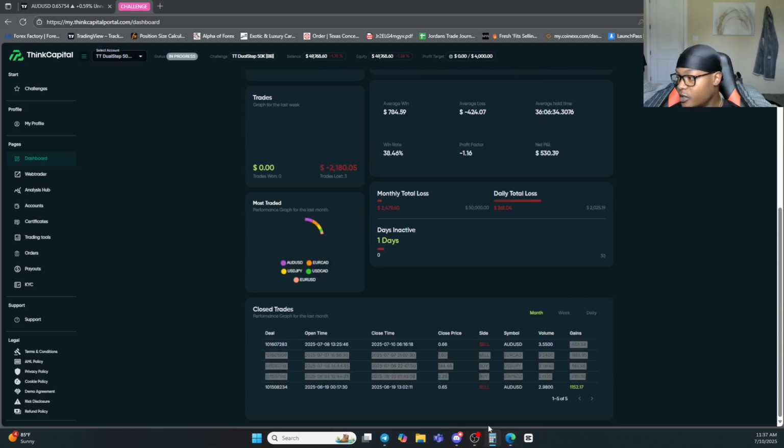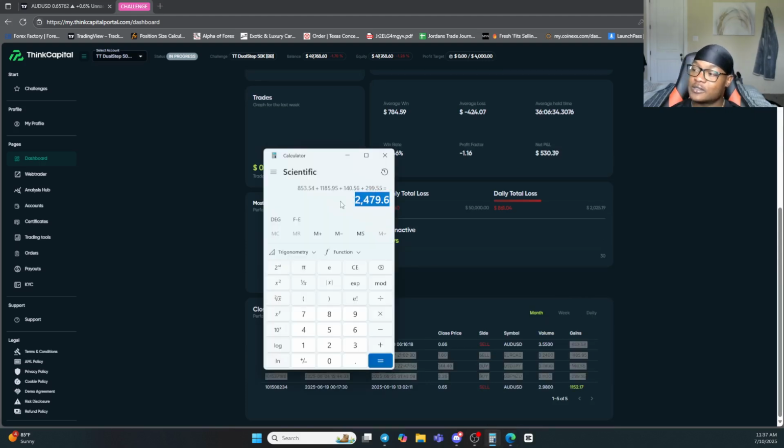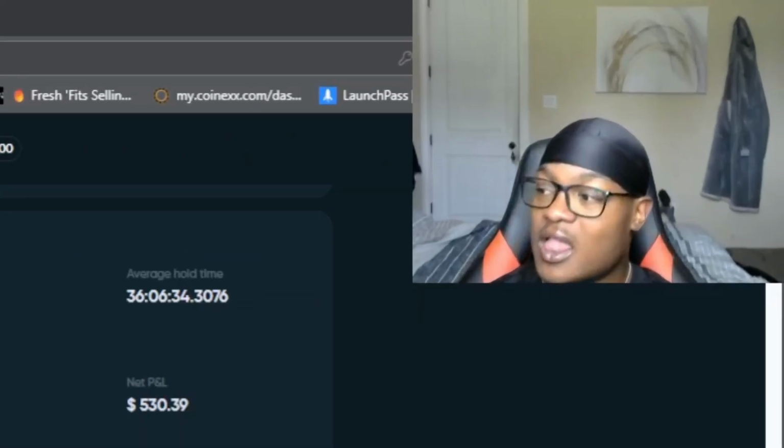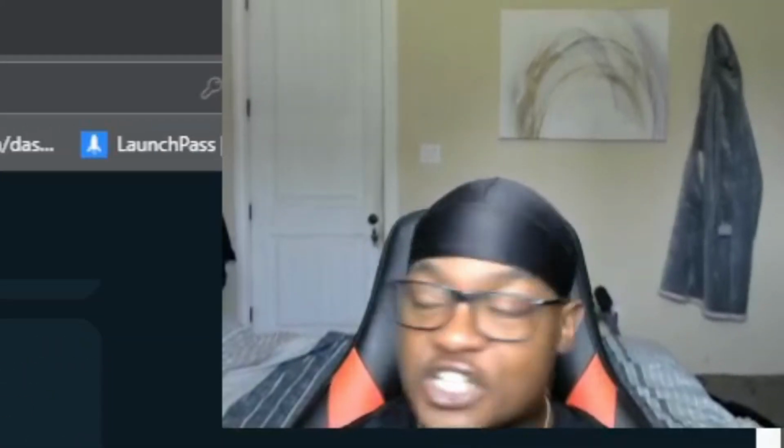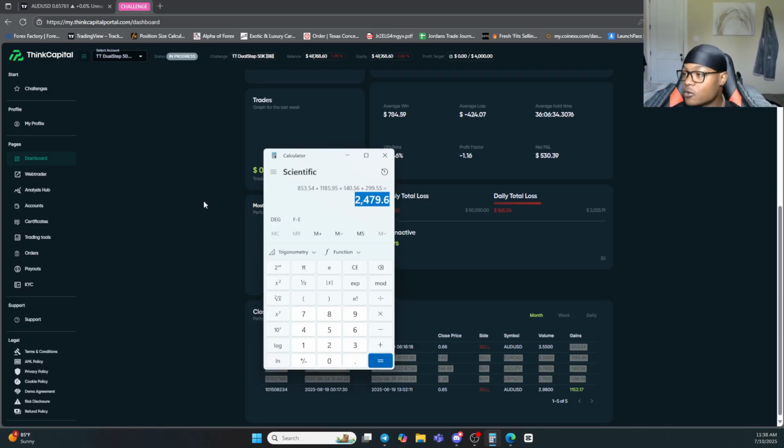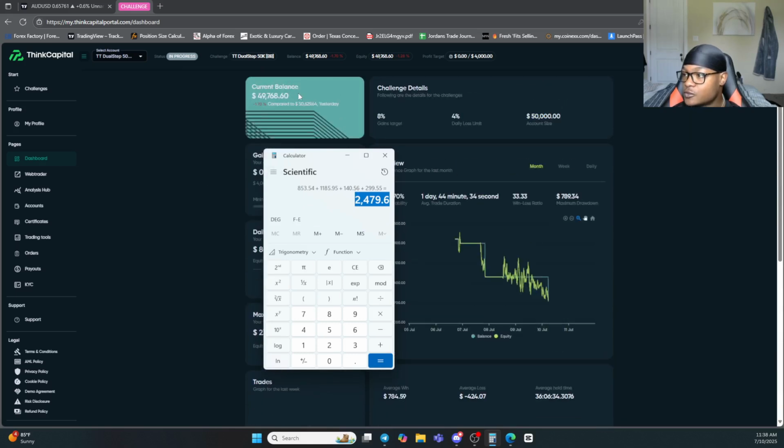Okay, so let's do some math. So in the 3 trades, we lost $2,479.06. A complete shit show. So if we add 2479 to 49,768, we would be at 52,248, right? This is what we were sitting at in the past 3 days. This is what we lost.